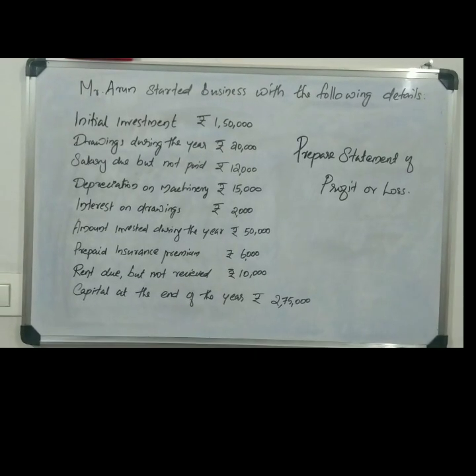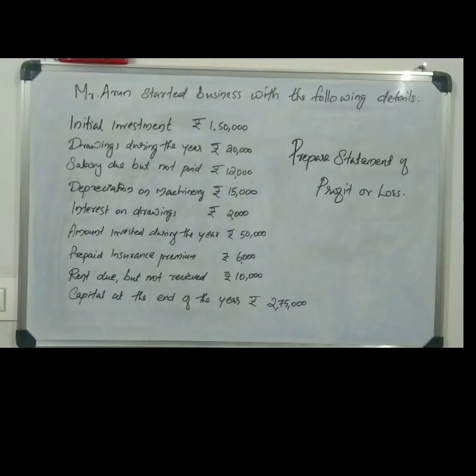So we were discussing single entry system of accounting and accounting procedures under the single entry system. So let us look into an example to understand it very well. Mr. Arun started business with the following details. Initial investment is 1.5 lakhs. What is initial investment? That is the opening capital.